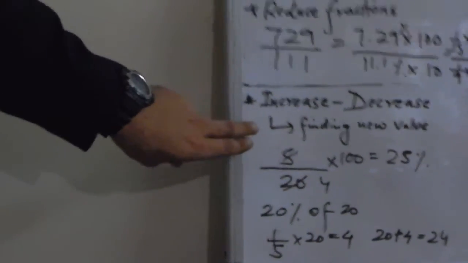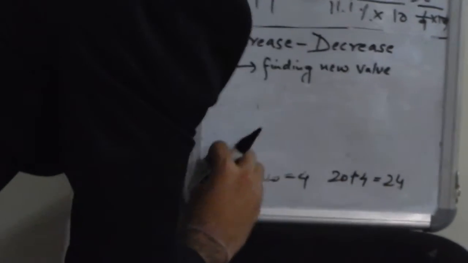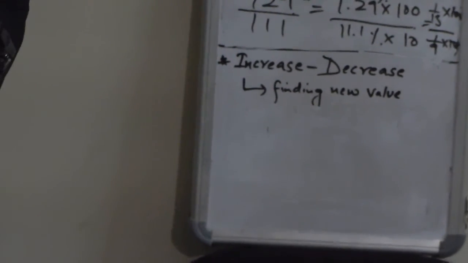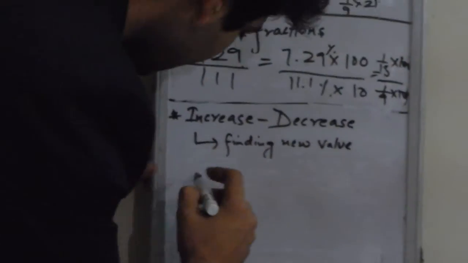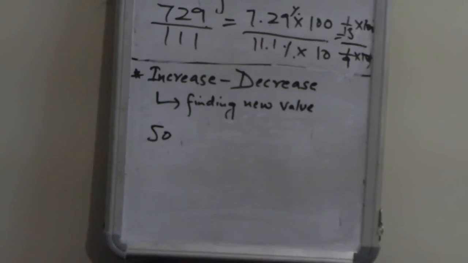So just to give another example, you can see a 25% increase in 20 becomes 25. And a 20% increase in 20 becomes 24. Now let's talk about decrease. If I say something has decreased by 40%, let's take a bigger number this time. Let's say 50. 50 has decreased by 60%.